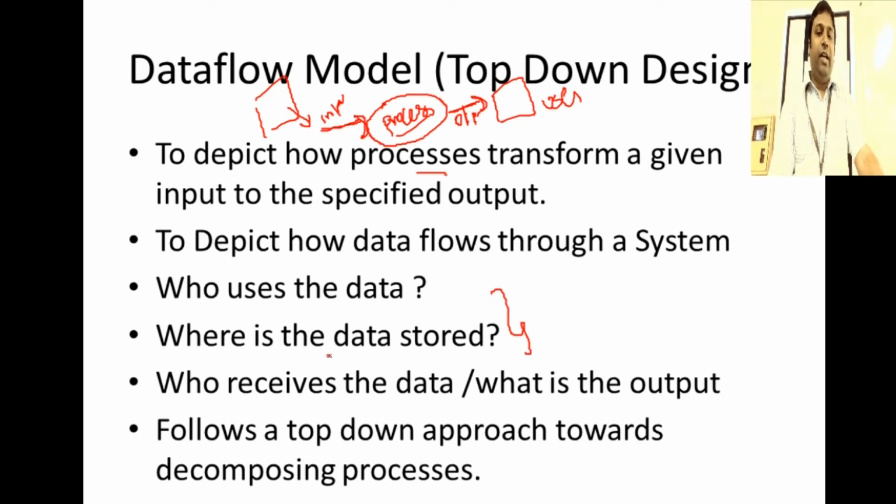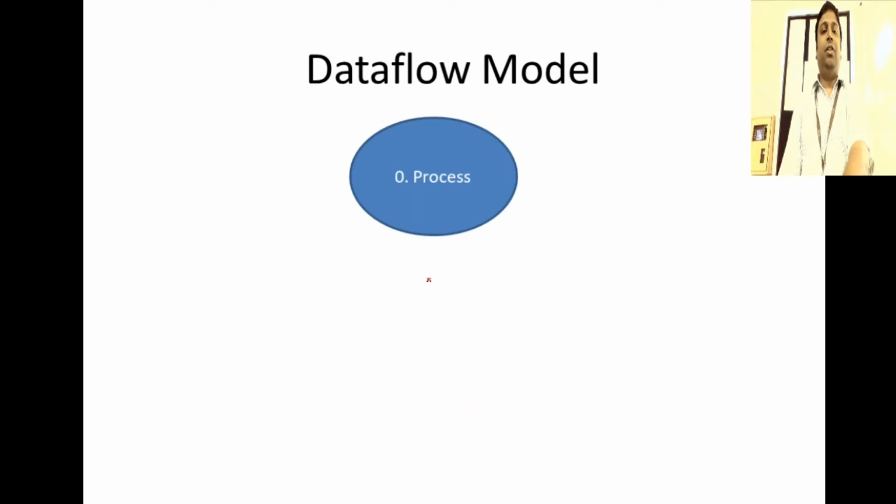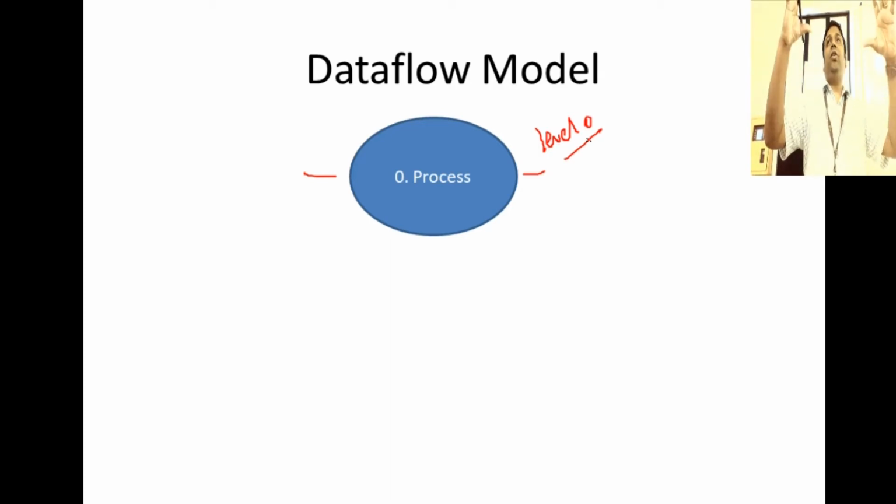Another thing that we'll identify is where the data is stored. Is it going to a data store, or to which table exactly does it go, something like that. At a very high level, we'll depict this. It follows the top-down approach towards decomposing processes. Say you consider this to be the main process for your system. You can call this level 0. That is one big process. You'll identify all the inputs and outputs for your system.